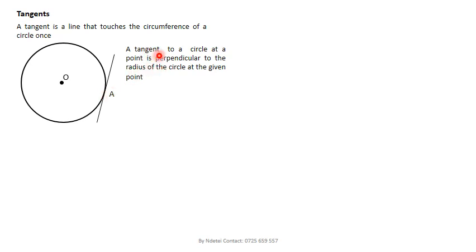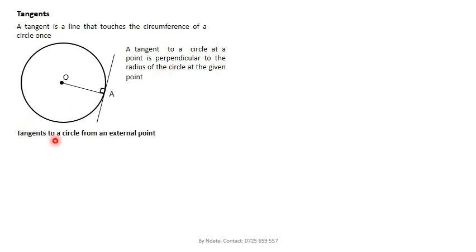Again, we should also know that a tangent to a circle at a point is normally perpendicular to the radius of the circle at the given point. That means in a given diagram, the line OA, which is the radius of a circle, is supposed to be perpendicular to the tangent at the point A. That's where the tangent touches the circumference of the circle. And this is true for all tangents, because all tangents touch the circumference at a given point, and if you draw the radius of the circle at that particular point, the angle between the radius and the tangent will always be 90.